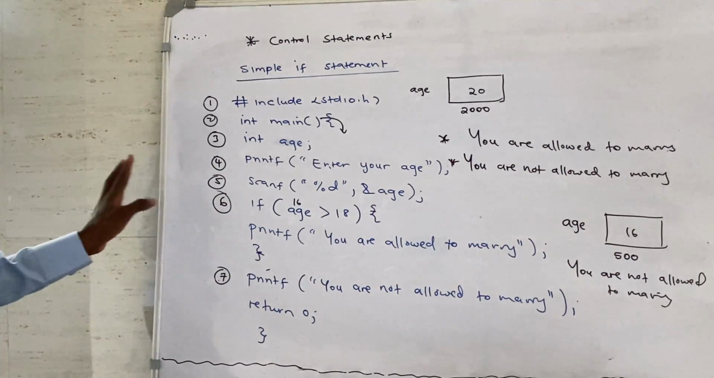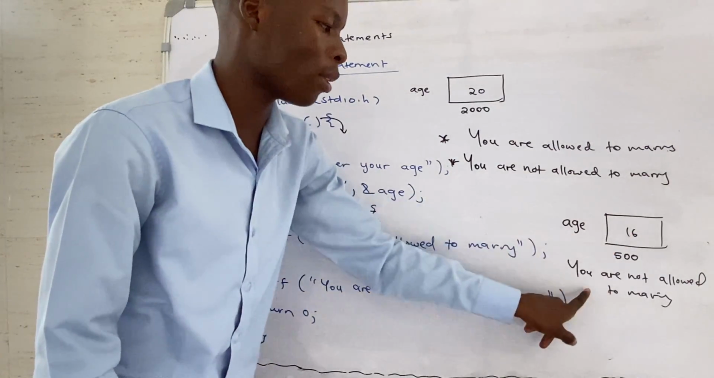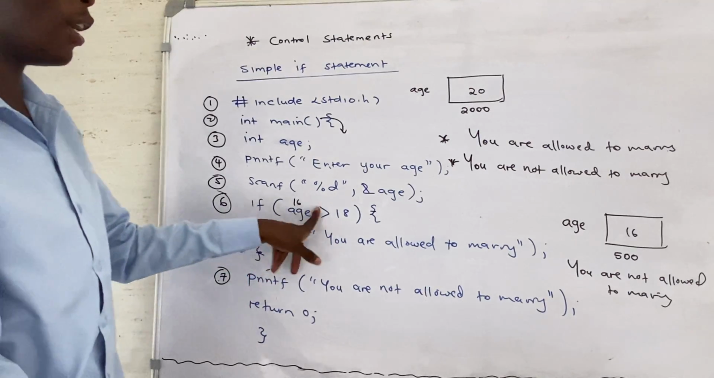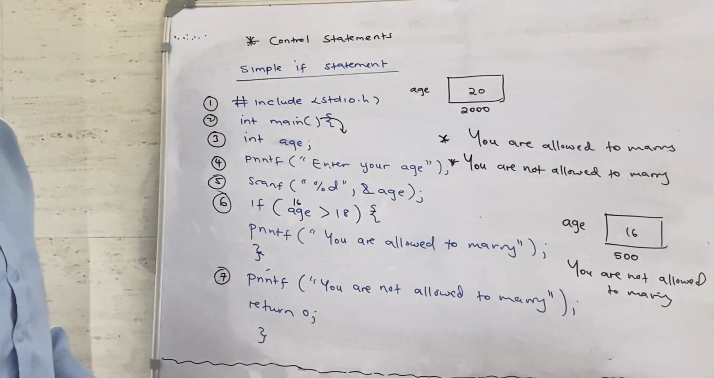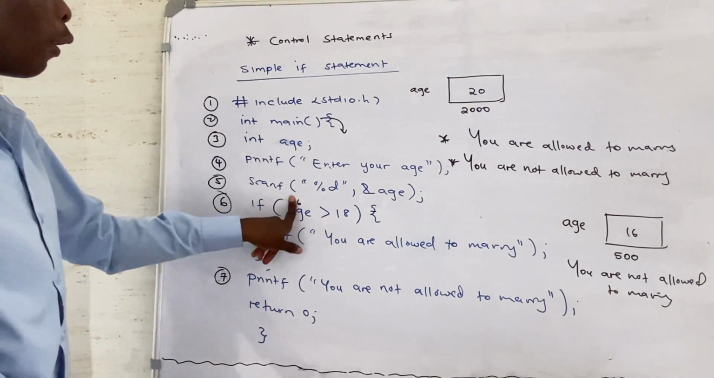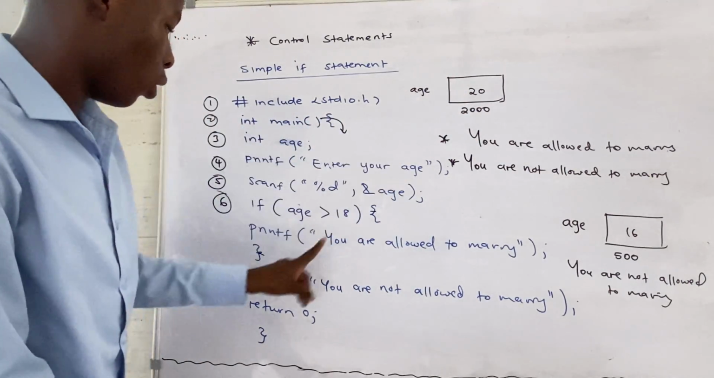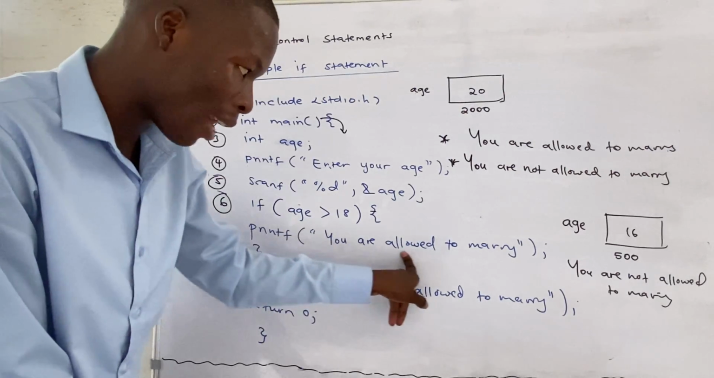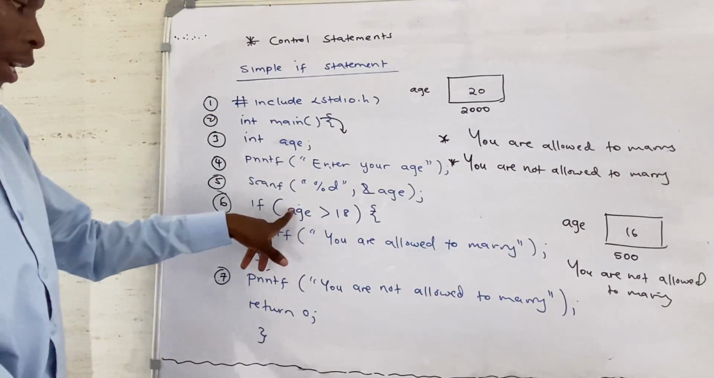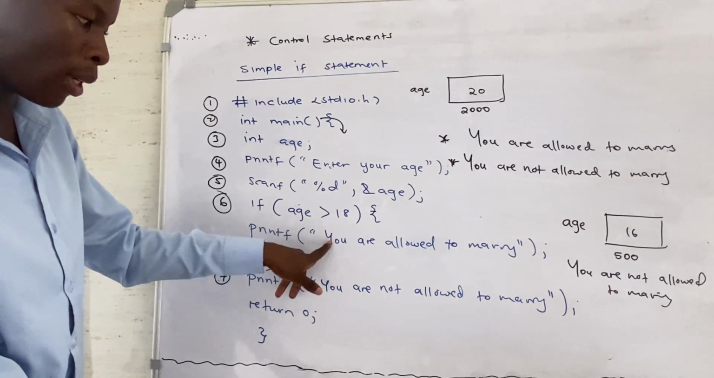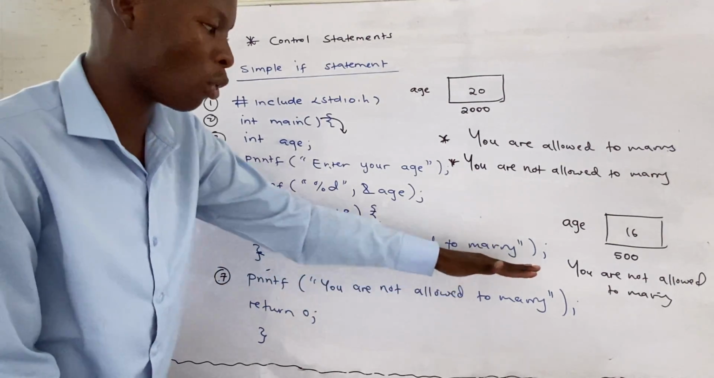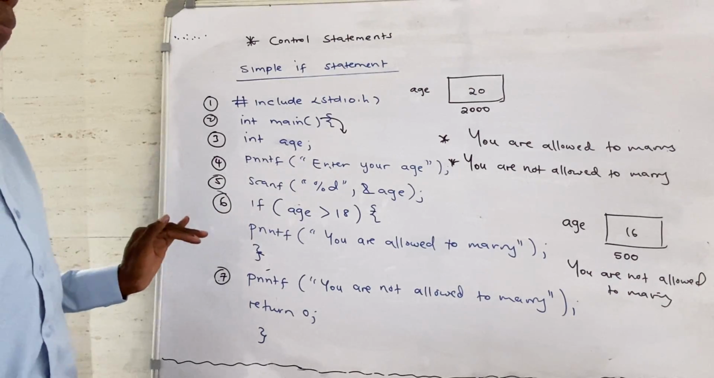You are allowed to marry. If the age is 16, this is coming as the output. If the age is 20, both the statements are being printed. Suppose if the age is 20, you want this statement alone to be printed. If the age is 29, you want this statement alone to be printed. This statement, you are allowed to marry. You want this only to be printed. What are you supposed to do now?